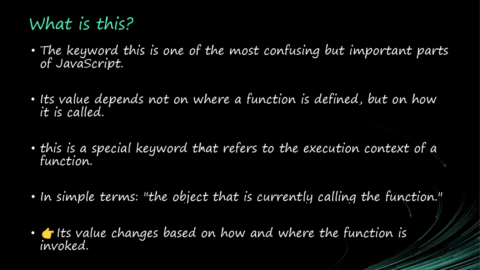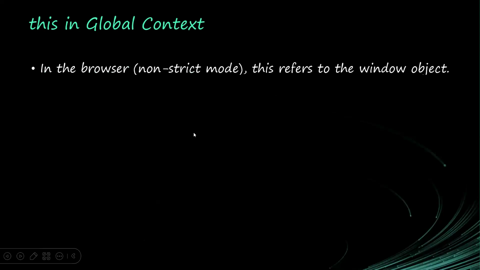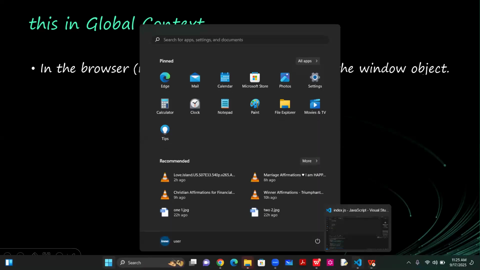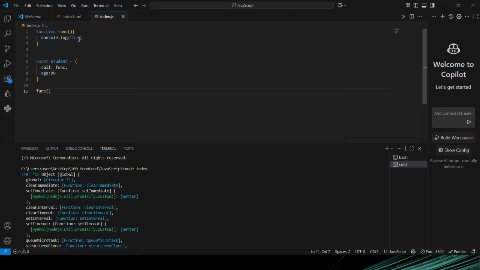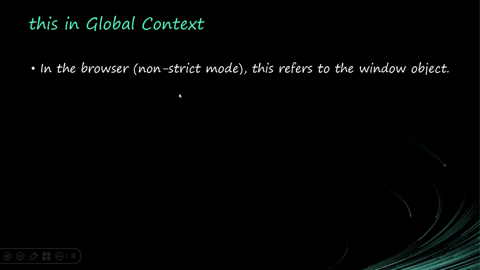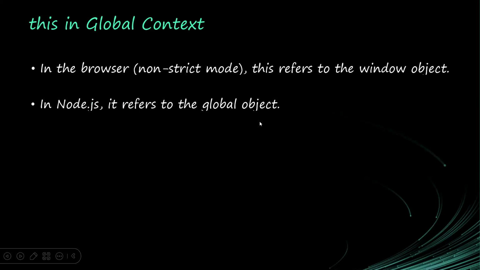Okay, so now the this in the global context. When you're calling the this keyword in the global context, that is exactly what I'm doing here. The this object is the window on the browser, but on Node.js, the this keyword is the global object. So in the browser, when it is on non-strict mode, this refers to the window object. But in Node, it refers to the global object.